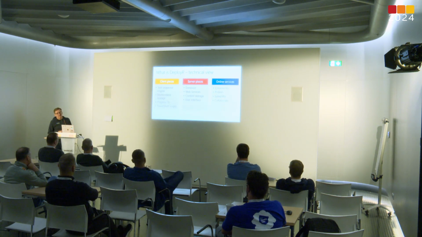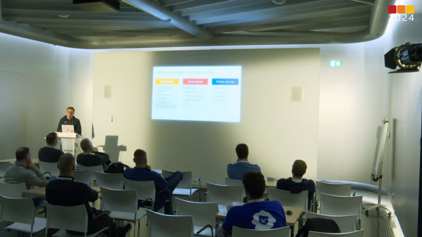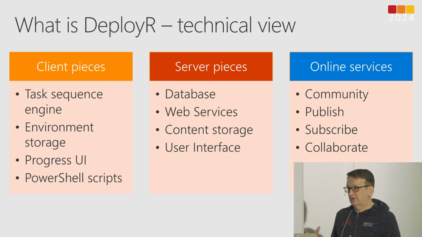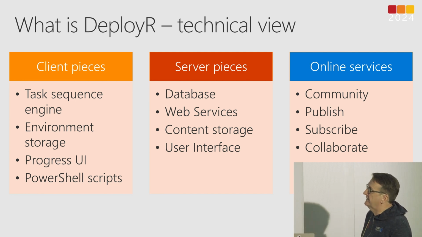On the server side, we have a database, web services, which is where a lot of the intelligence happens, to control the scripting and the more complicated flow of things. Content storage, because obviously as part of a task sequence, a lot of people don't just want to install Windows, they want to have a bunch of applications as well. So we need to have the ability to store those applications. And there's a server UI, obviously, for the whole configuration side of things, which is the dashboards, where you can configure the task sequence and monitor it in real time.